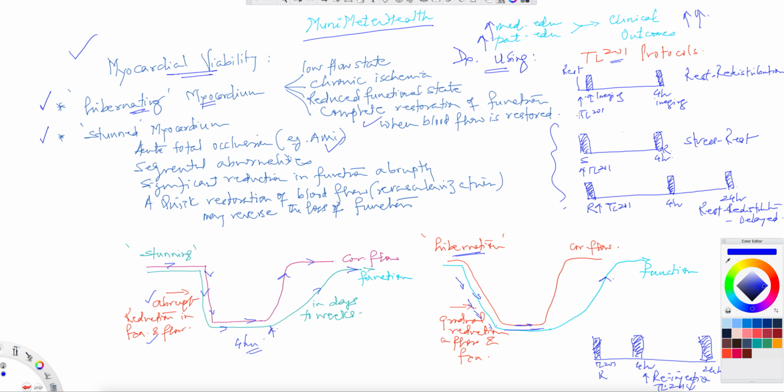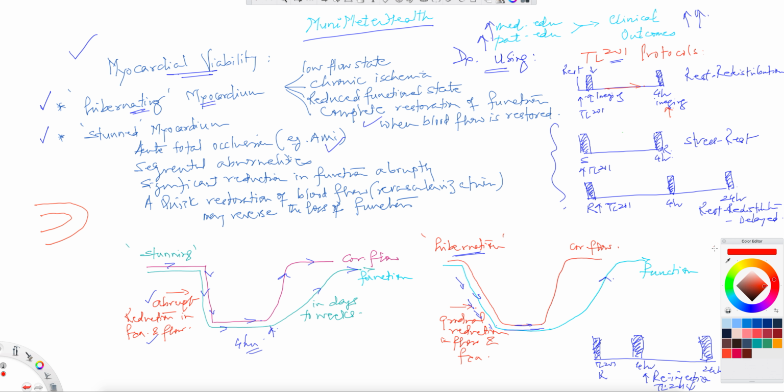So you inject the Thallium 201, say, at rest, and then take pictures. Once you complete the imaging here, you can take the second set of imaging in 4 hours. When you repeat that in 4 hours without any re-injection at all, over a period of 4 hours you will see that segment would have returned back to normal.